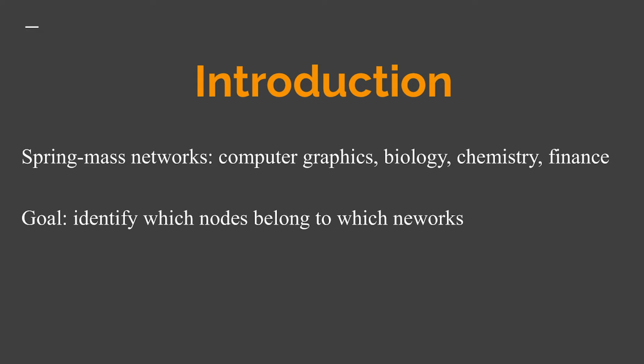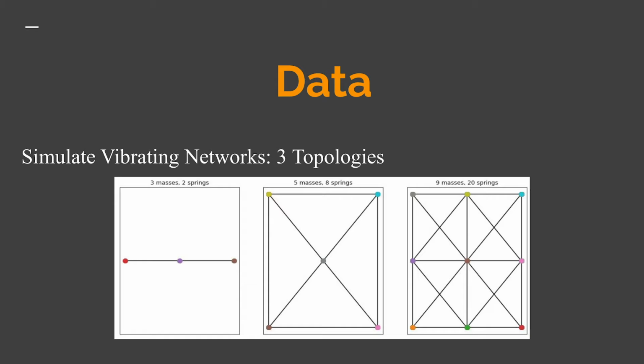In this project, I attempt to identify what networks a mass belongs to based on its vibrations. Three topologies were studied for this project: 3 masses with 2 springs, 5 masses with 8 springs, and 9 masses with 20 springs. None of the nodes or masses were fixed in place.